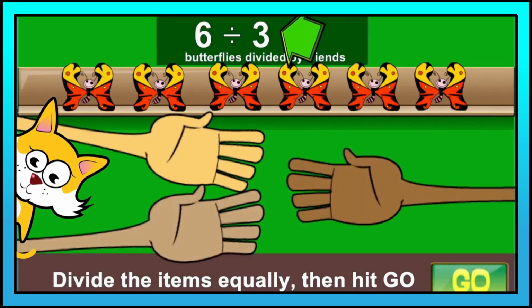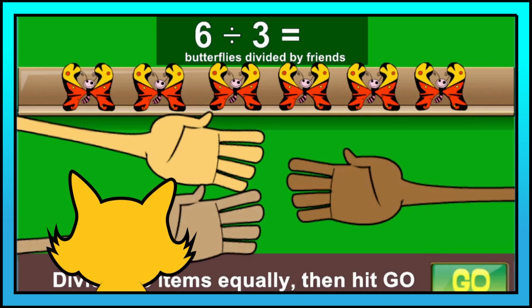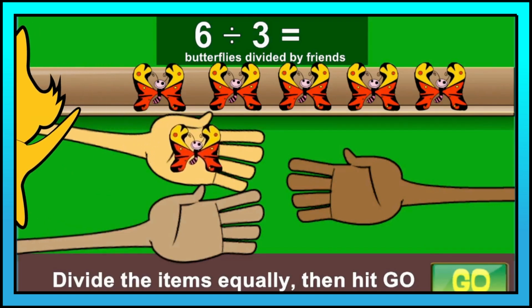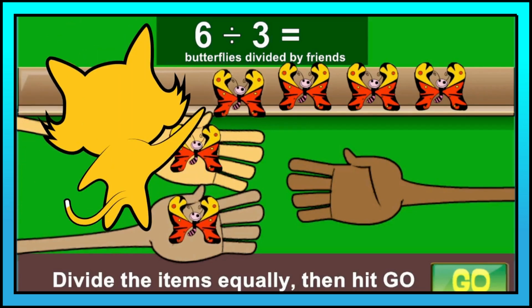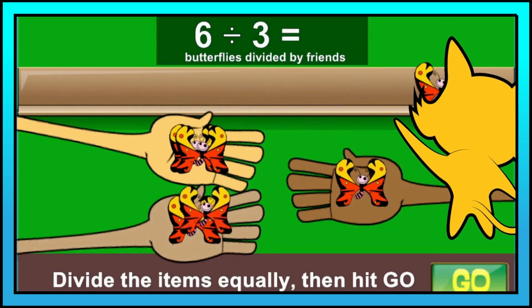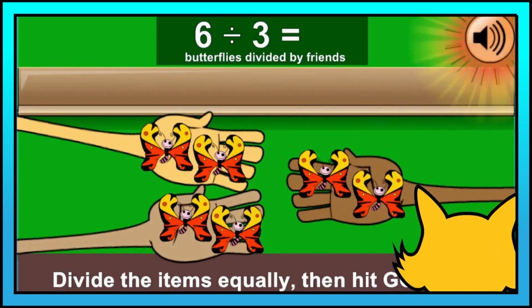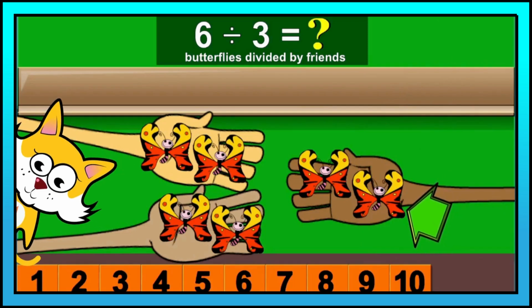Solve this division problem by dividing the objects equally among the hands. Drag items into each hand and press go when you are done. Okay, here we go. 1, 2, 3. 1, 2, 3. This should be it. That's it. Count how many items are in each hand.